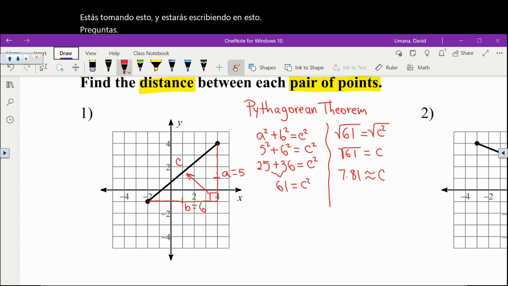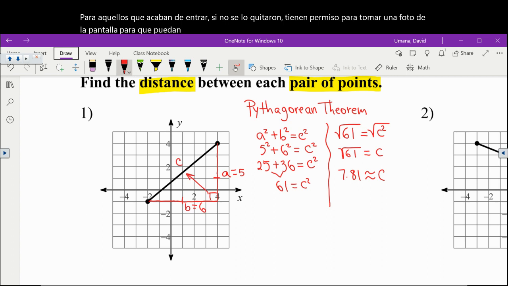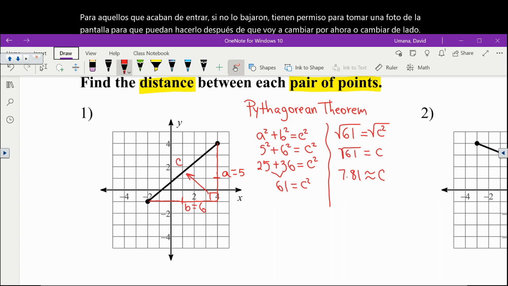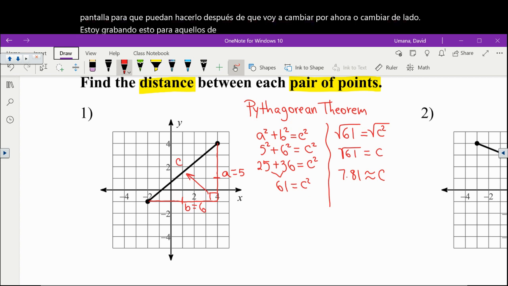For those who just came in, if you didn't get it all, you have permission to take a picture of the screen so you can do it after. So I'm gonna switch page for now or switch sides. I am recording this, so for those of you who didn't get the information at first, I'm gonna embed a recording of this lesson by the end of today. It's gonna be in your OneNote. Okay. All right, everybody switch over to number 3.